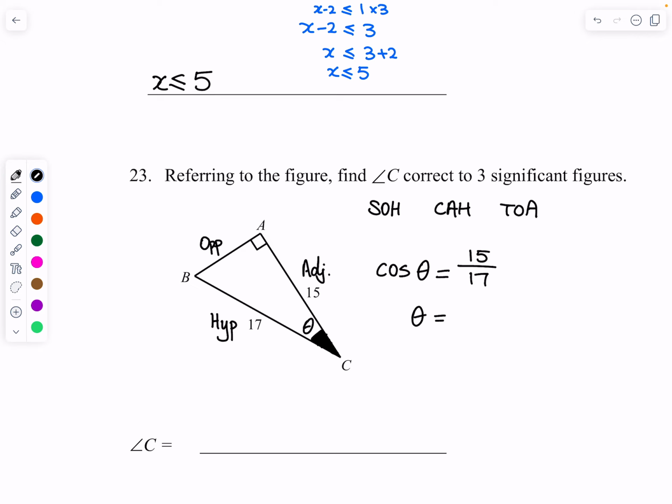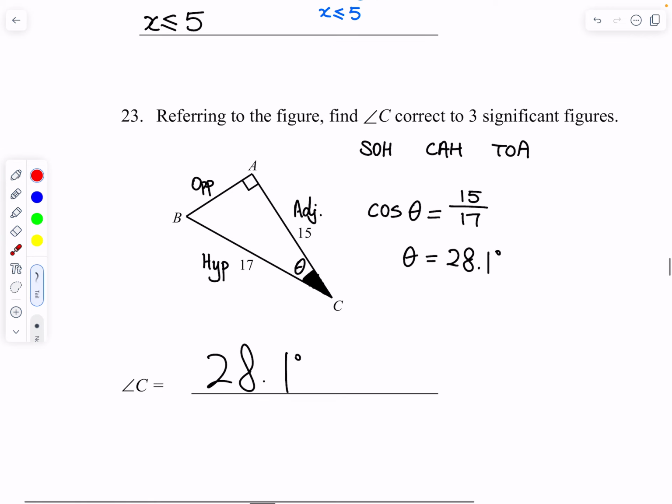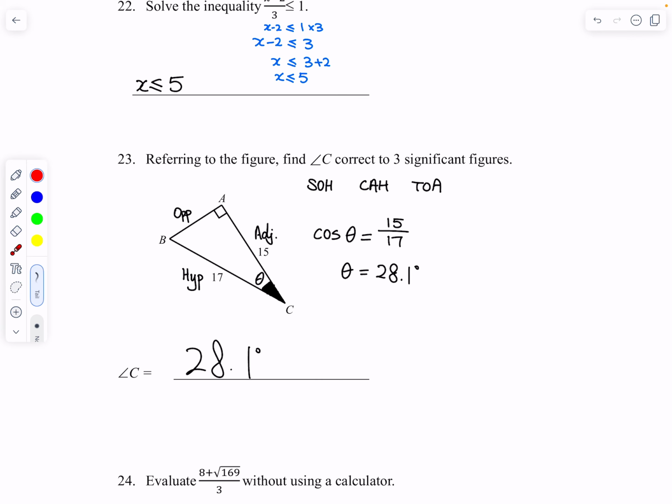अब theta कैसे मिलेगा? We don't need the cosine, so you click shift cosine 15 over 17. You should be able to get it as 28.1 degrees. 28.1 degrees. Okay, make sure you write the final answer at the bottom on the line. Good enough? Then we continue.